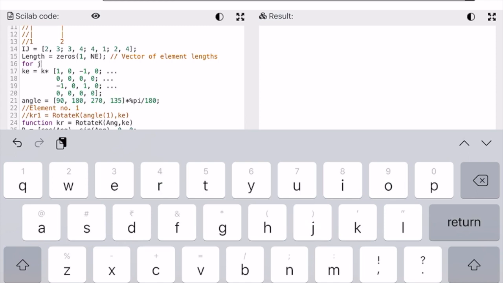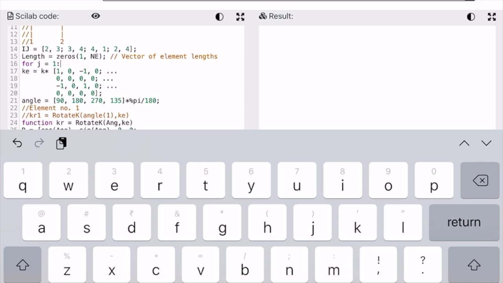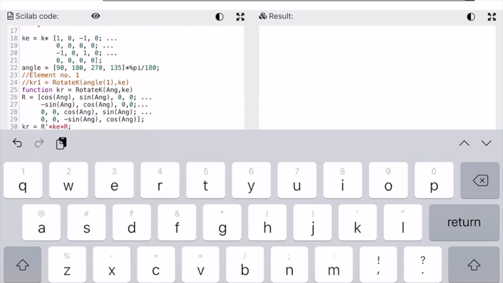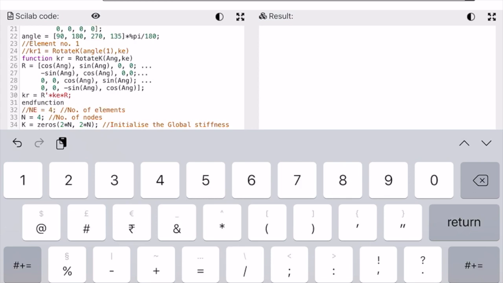for we can have j equal to 1 to number of elements. So number of elements, and we will do what? We are going to find out. In our case we are writing NE here, NE equal to 4, but no need to write like that. We can actually find out number of elements based on the connectivity matrix, and number of nodes we can find out based on the coordinates matrix, right. So every node will have one entry there.